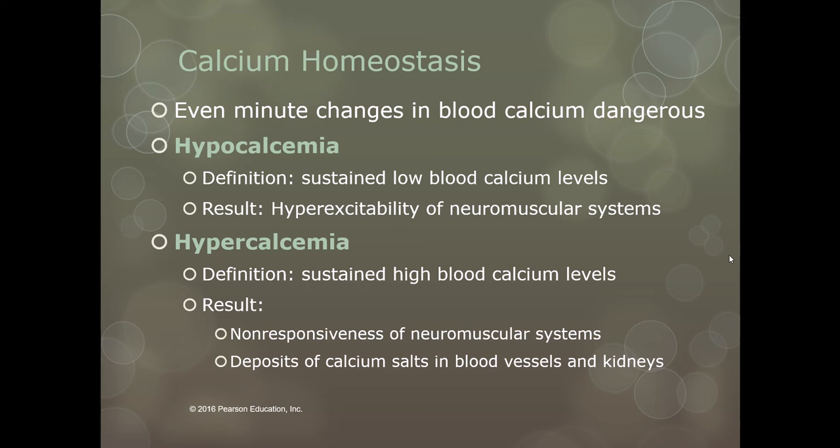So hypocalcemia is lower than normal blood calcium levels. Your neuromuscular system will become very hyper excitable, like you're just kind of trigger happy almost. If you have hypercalcemia, high levels of blood calcium, then the neuromuscular systems become unresponsive. You're not reacting well to things. In addition, you can also start to get deposits of calcium salts occurring in the kidneys, kidney stones, but also in your blood vessels as well, which can occlude your blood flow.